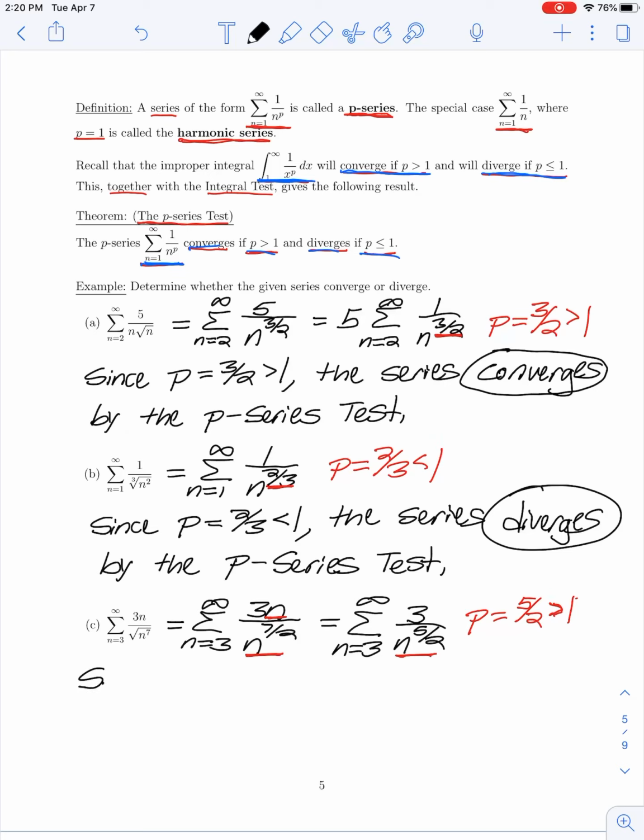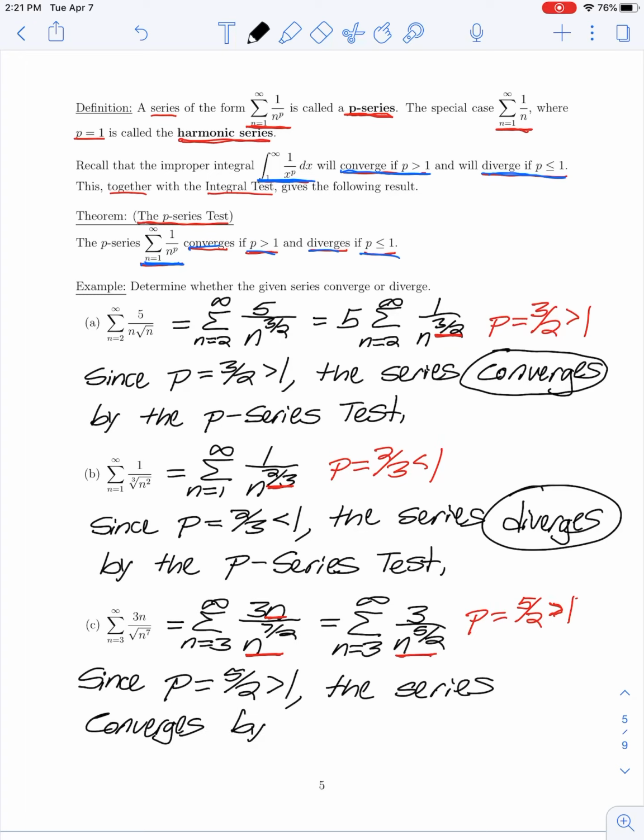So we can say, since the power p is 5/2, which is greater than 1, the series converges by the p-series test.